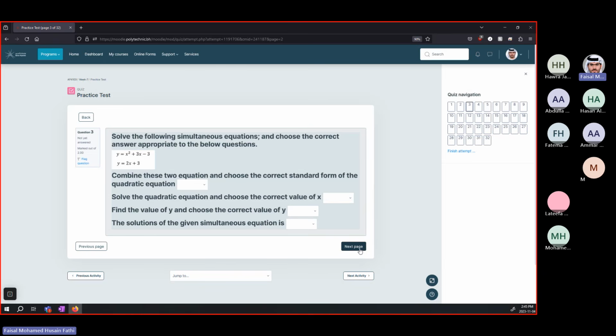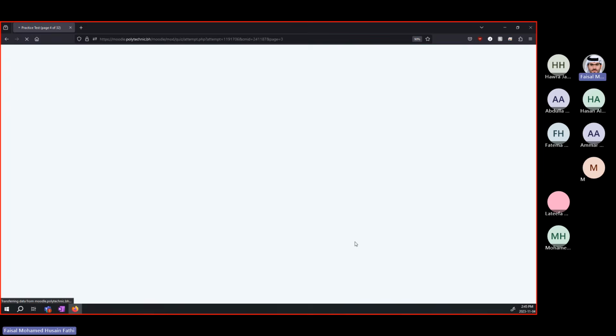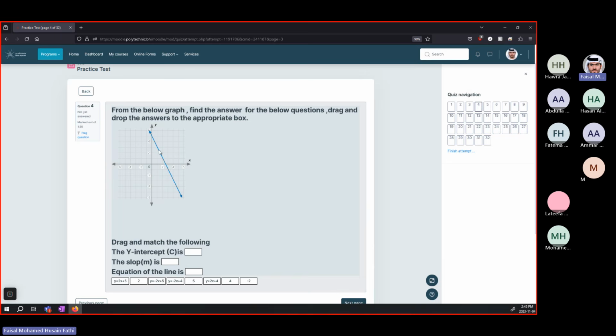Solve the simultaneous equations. Combine these two equations and choose the correct standard form for the quadratic equation. You will have options, everything like that. And I'm just looking through them. Look, the graphs here will be very clear. You can choose 2 easy points for plotting, or for the y-intercept or the slope, and all of that, and the equation of the line.